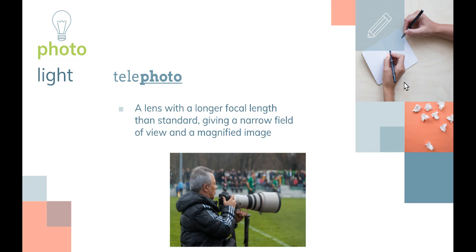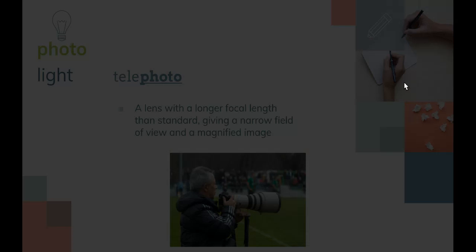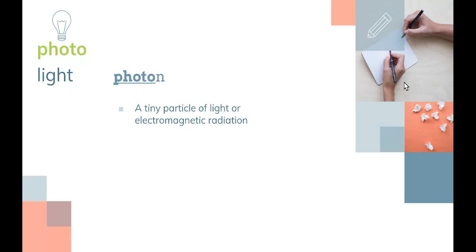Telephoto. This is a lens with a longer focal length than standard, which gives a narrow field of view and a magnified image. So you can see this picture. In this picture, the photographer has a telephoto lens. A photon. This is a tiny, tiny particle of light or electromagnetic radiation. So this is super, super tiny, super small. So I don't have a picture of it because you couldn't really get a picture of it. I could have gotten a diagram, but those didn't really make sense.